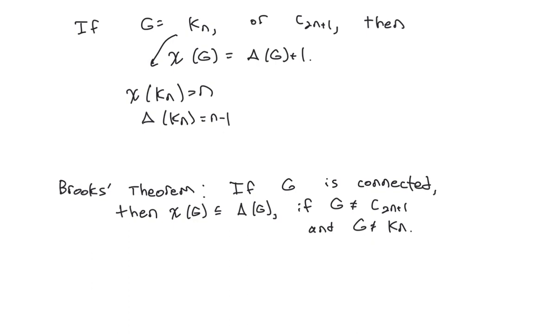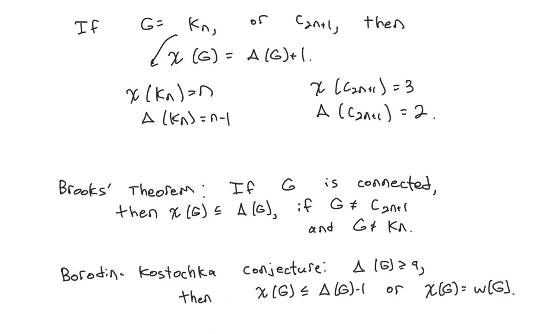On the other hand, for an odd cycle, we have seen that you must use 3 colors. And because it's a cycle, its max degree is 2. So Brooks' theorem states that these are the only examples where this equality happens. In other words, if G is connected, then the chromatic number is at most the maximum degree, or you have an odd cycle or a complete graph.